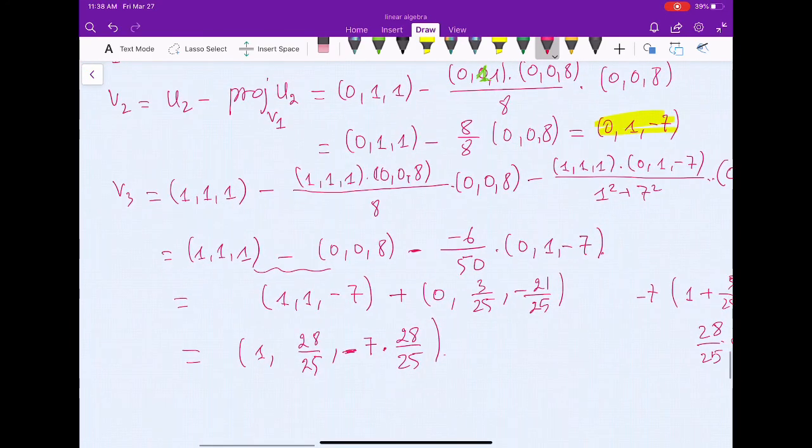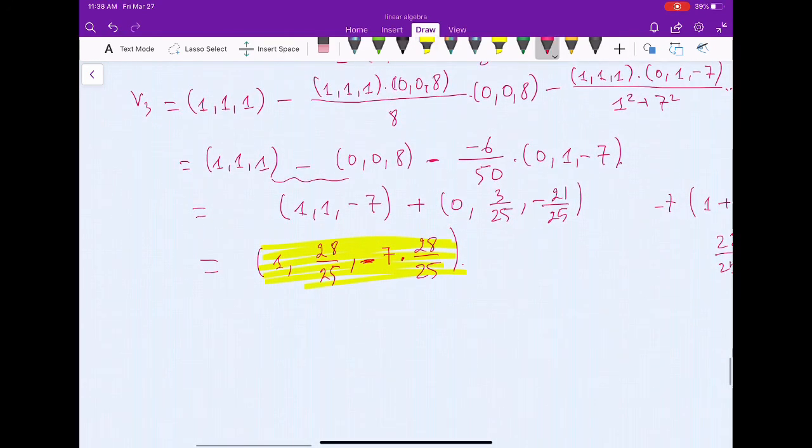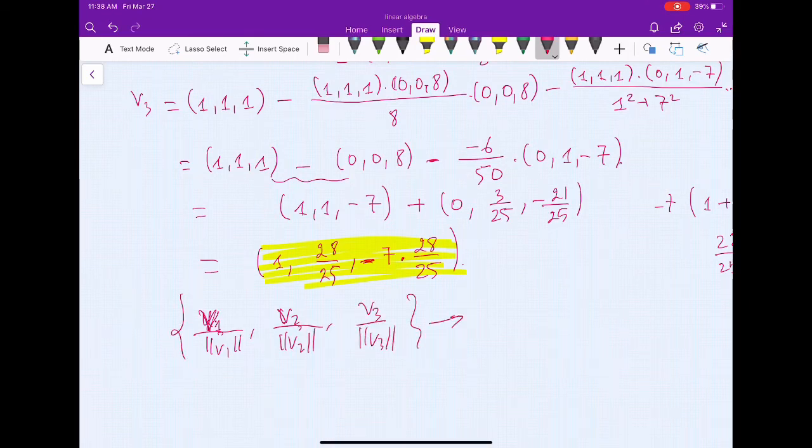So once you have all the computations, you have the last vector. You divide v1 by the norm of v1, you get v2 over the norm of v2, and you get v3 over the norm of v3. And then you get an orthonormal basis. That is how the Gram-Schmidt process works.